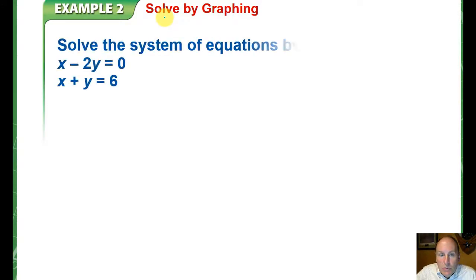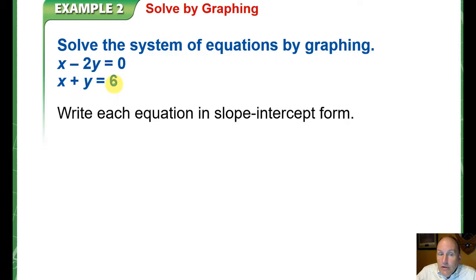Let's look at the graphical method of solving systems of equations. So we're going to look at the equations x minus 2y equals 0 and x plus y equals 6. And we're going to solve this system of equations to find the solution by graphing. You do not actually have to write each equation in slope-intercept form. That is often helpful, but these are in standard form. And you can graph them this way. You can find the x and y intercepts and go from there.